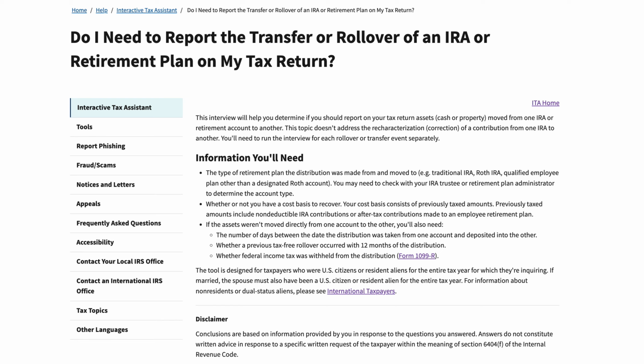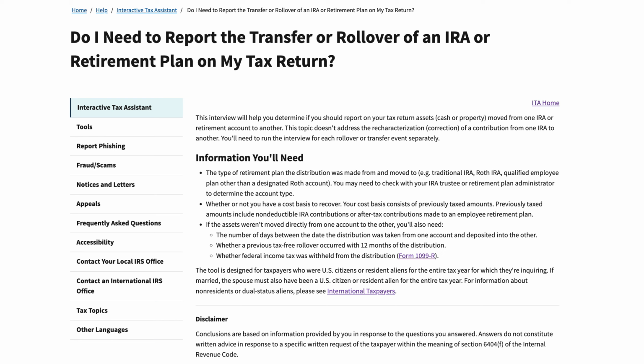For the IRS Interactive Tax Assistant tool that answers the question of whether or not you need to report a transfer or a rollover of an IRA or retirement plan on your tax return. So we'll go over this IRS tool, which basically is an automated way for taxpayers to really get their arms around some of the basic rules that determine whether or not there's a taxable event when it comes to your 401k rollover.